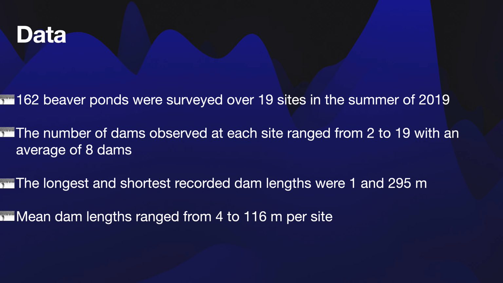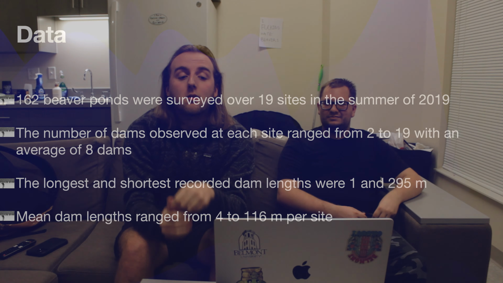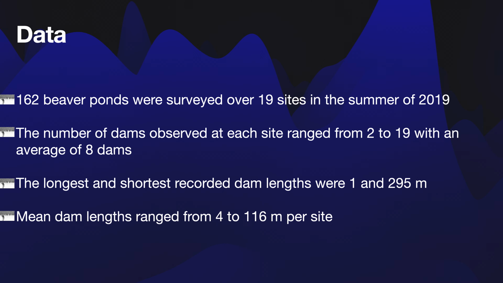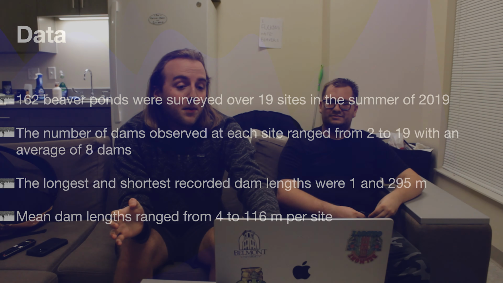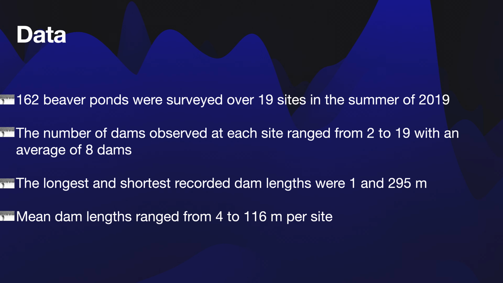162 beaver ponds were surveyed over 19 sites in the summer of 2019. The number of dams observed at each site ranged from 2 to 19, with an average of 8 dams. Now, I don't know about you, being the math nerd I am, 19 times 8 equaling 152, versus 162, it's kind of close. The longest and shortest recorded dam lengths were 1 meter and 295 meters, and mean dam lengths ranged from 4 to 116 meters per site.